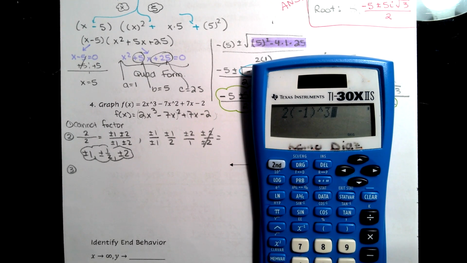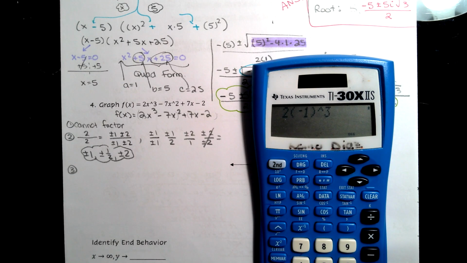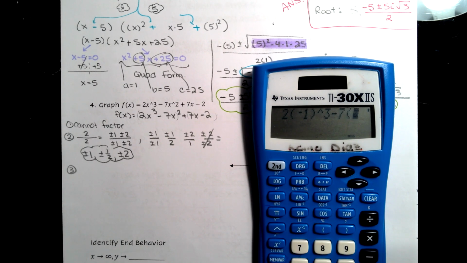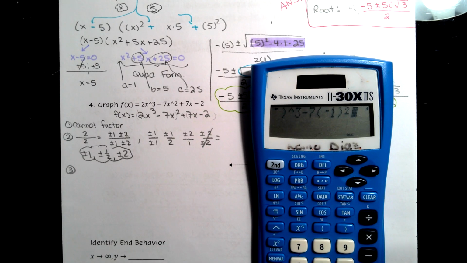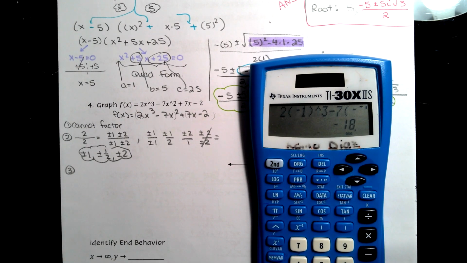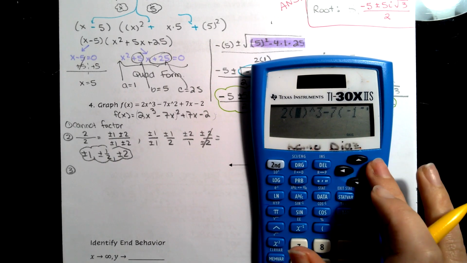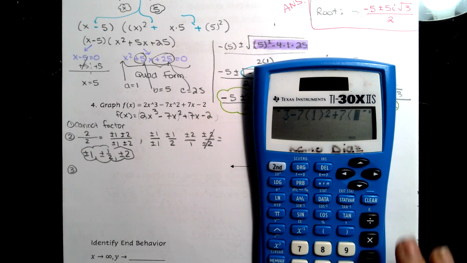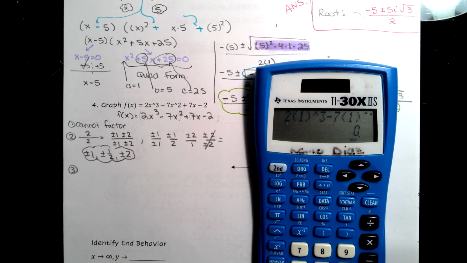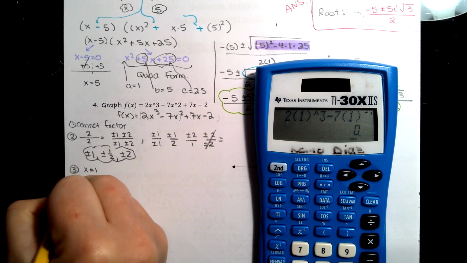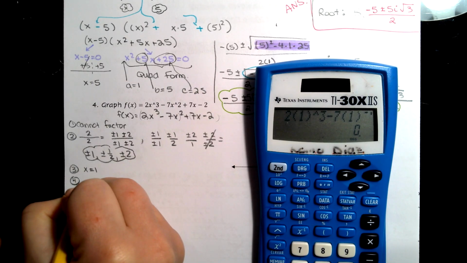The reason I like to try -1 first is because it's easier for me to go back and just delete the negative instead of inserting a negative. So -1 did not work, so I'm going to go back and delete the negative. One positive does work. Step number 4, we're going to do our synthetic division.